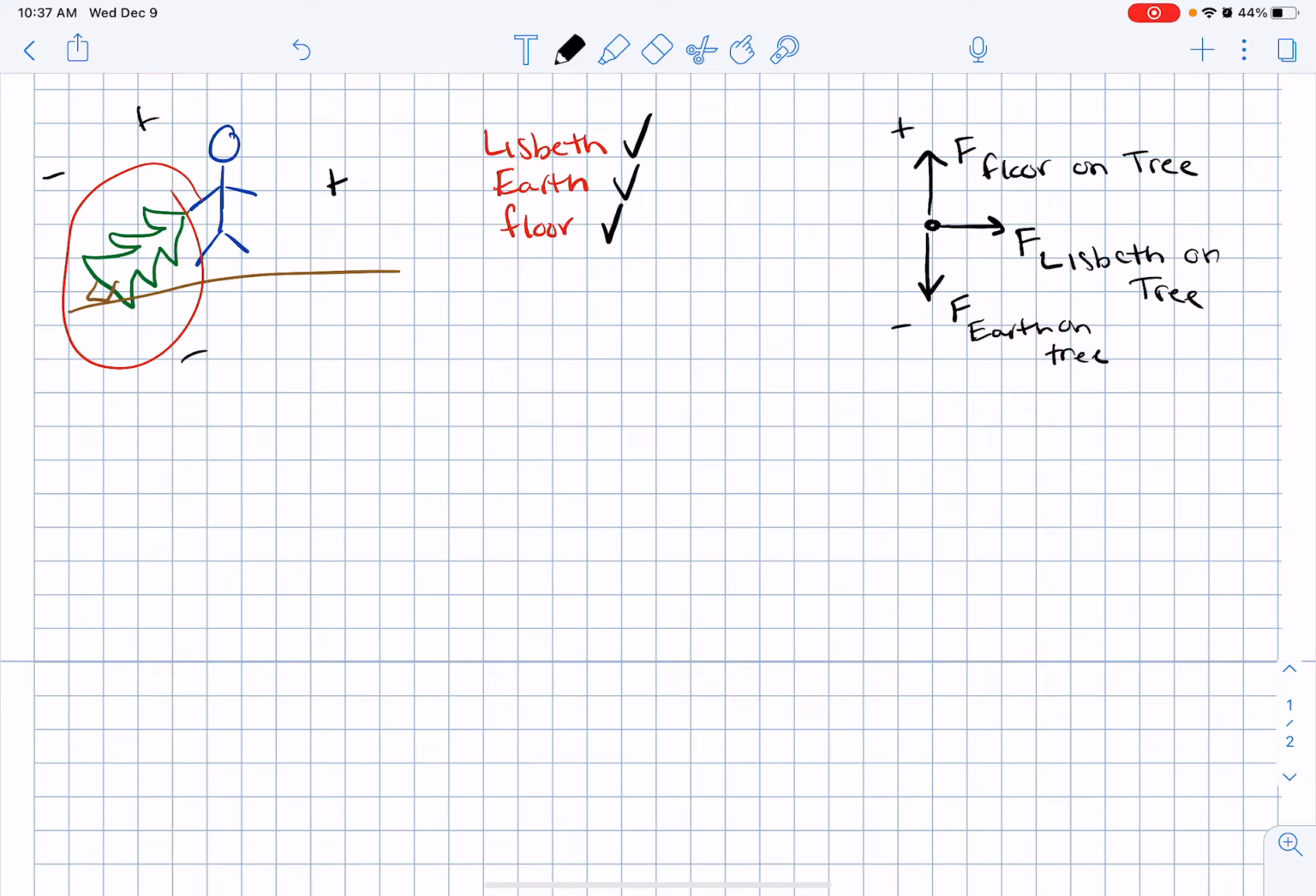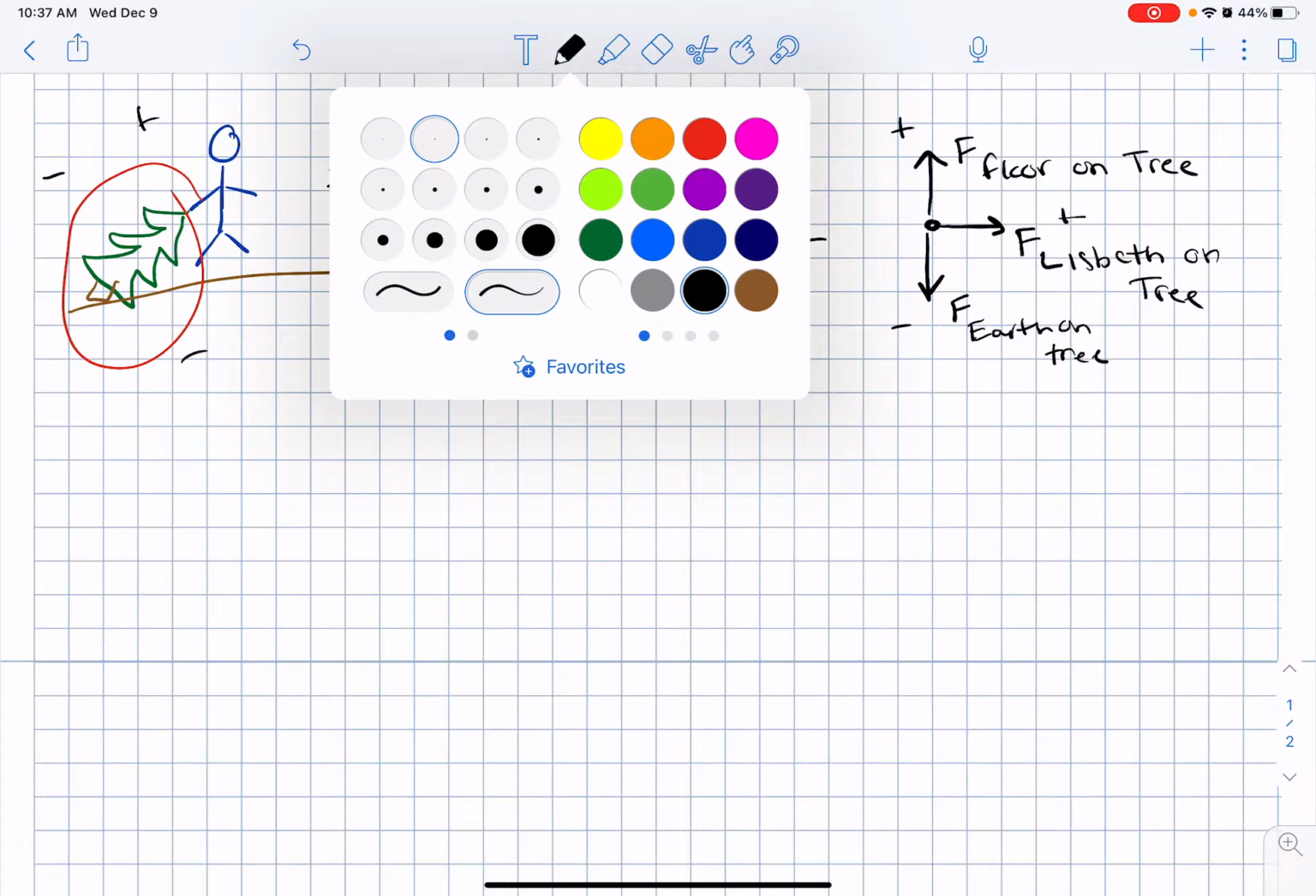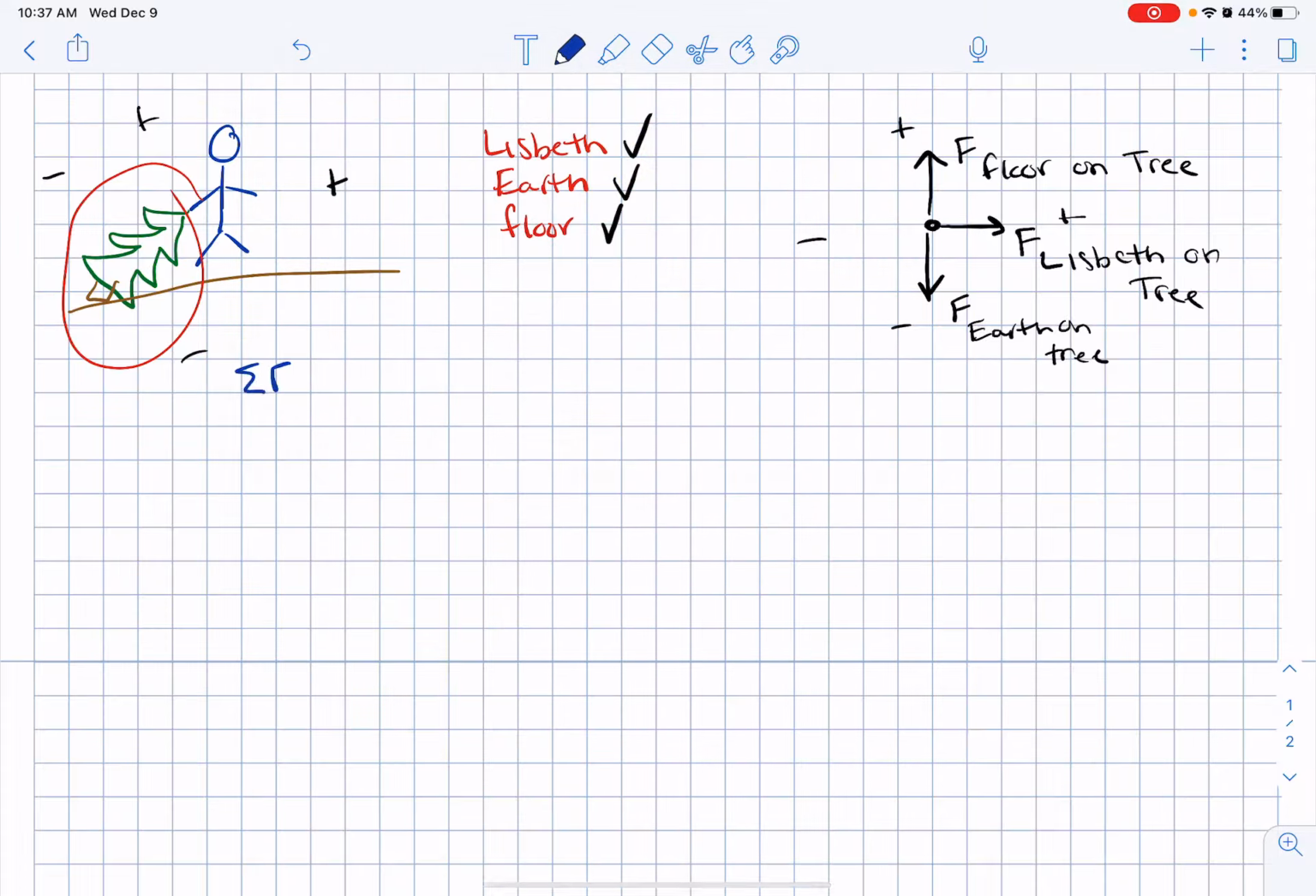Let's put in our positives and negatives. And I notice here that the force the earth exerts on the tree is balanced by the force the floor exerts on the tree. The tree is not going to start moving up or down, so I made those arrows the same length. Now let's write a sum of the forces statement. We have both horizontal and vertical forces, so I'm going to write a sum of the forces for each. Let's start with horizontal. So in our horizontal direction, we only have one force, and it's that positive force that Lizbeth exerts on the tree.